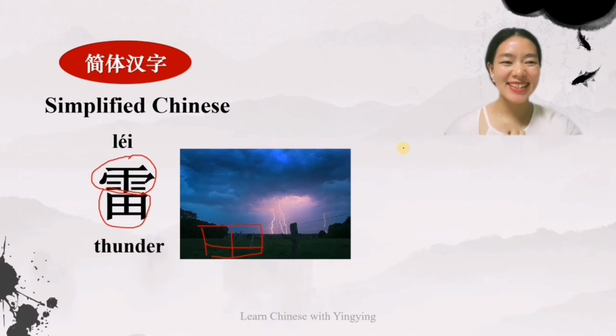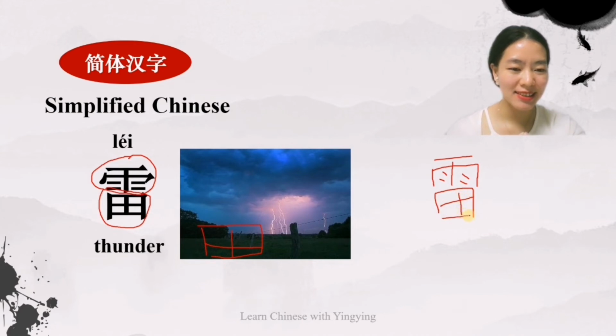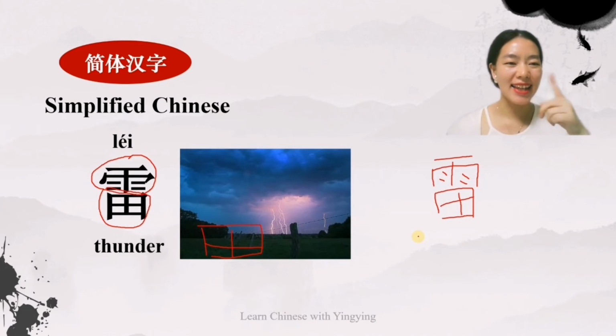Well, let's write it together. The top part is 雨, and it's the same way of writing it. It's just a little bit smaller. And the bottom part is the word 田. It means the land. Here we have it, the word 雷. It means thunder.